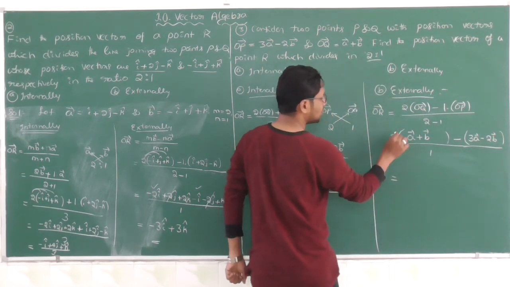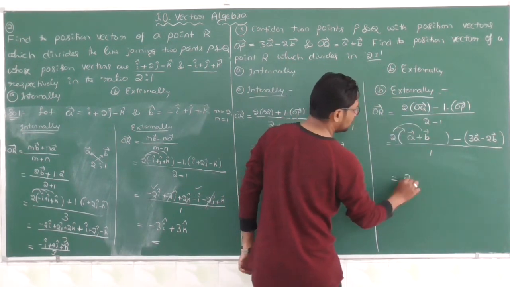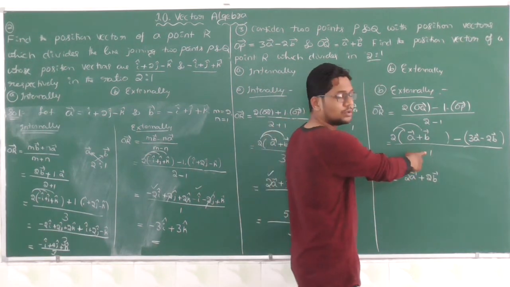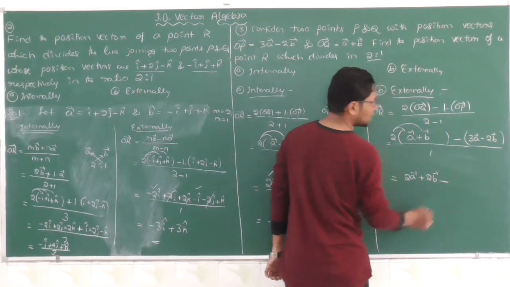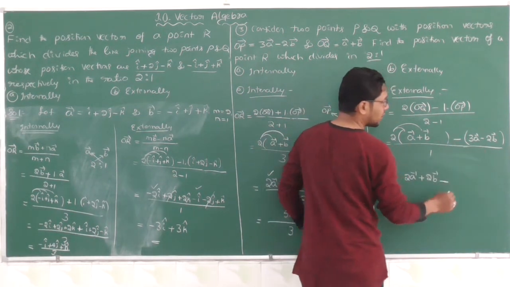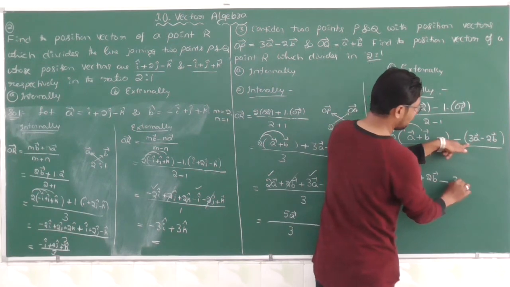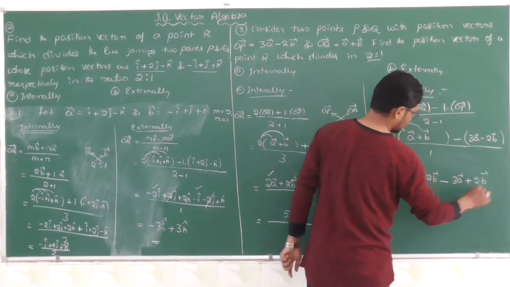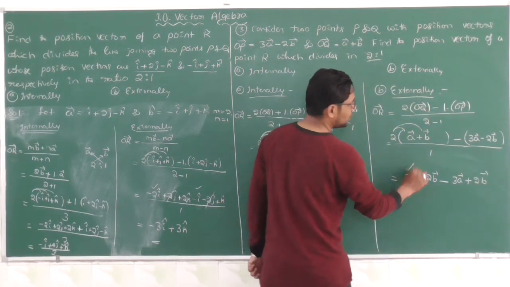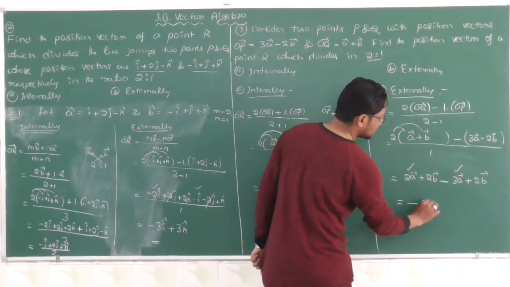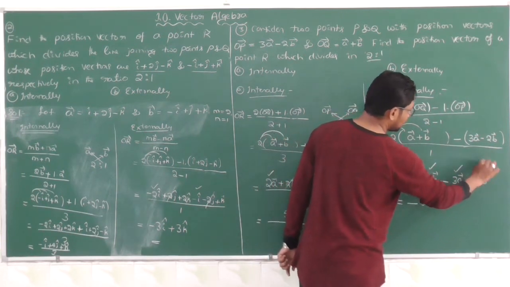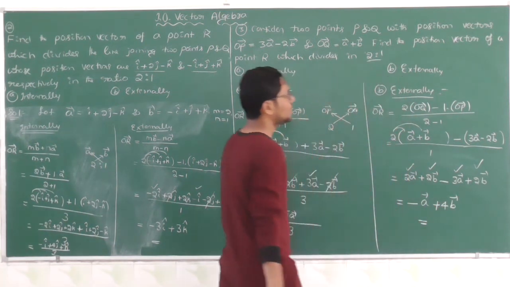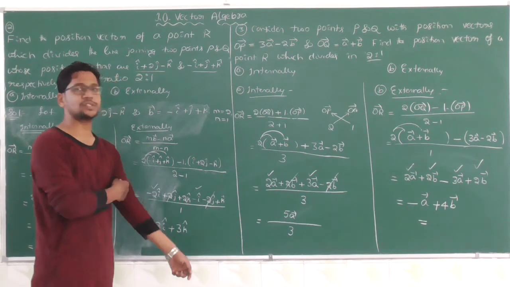That equals, just multiply this 2 inside the brackets: 2A vector plus 2B vector. In the denominator we have 1, no need to write. Minus, we just multiply this minus inside the brackets. Minus into plus 3a vector is minus 3a vector. Minus into minus is plus 2b vector. 2a vector minus 3a vector is minus a vector. 2b vector plus 2b vector is 4b vector. Hence, it is the position vector in the external case.